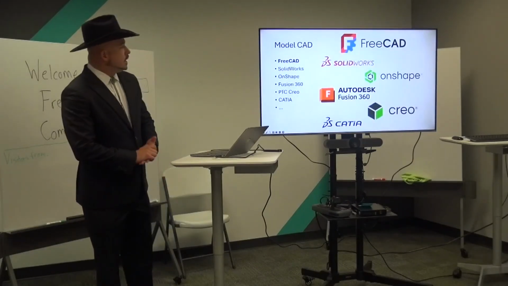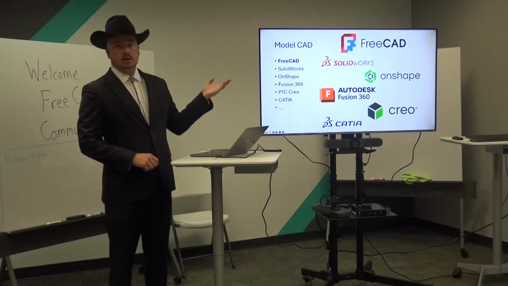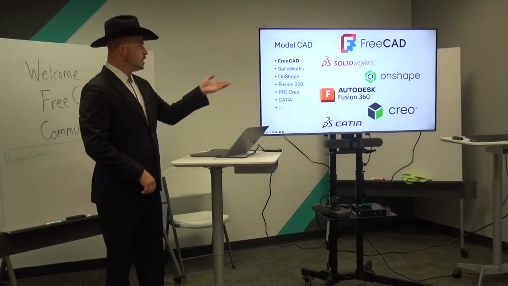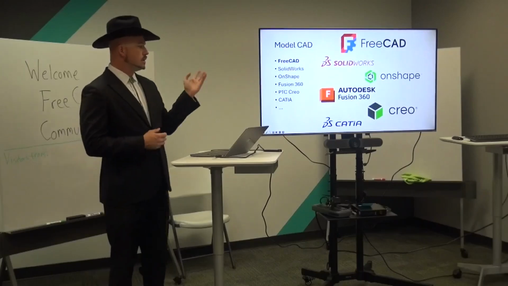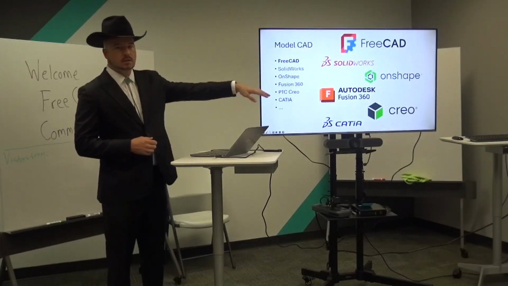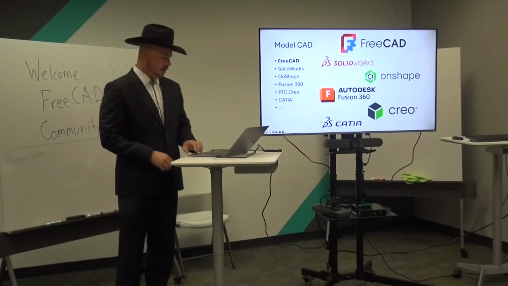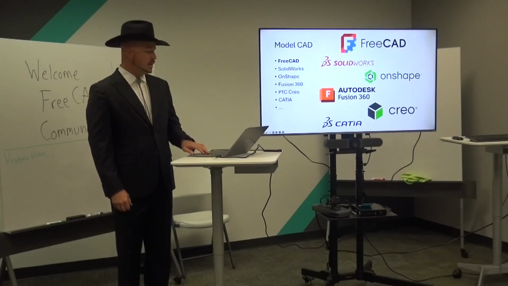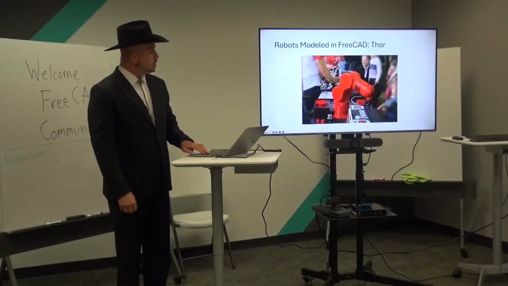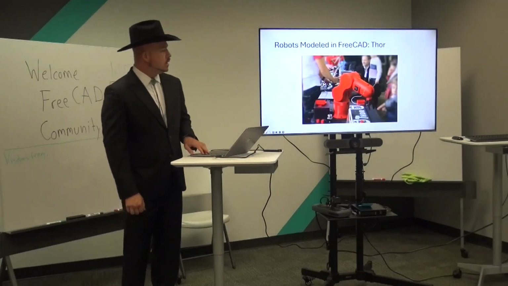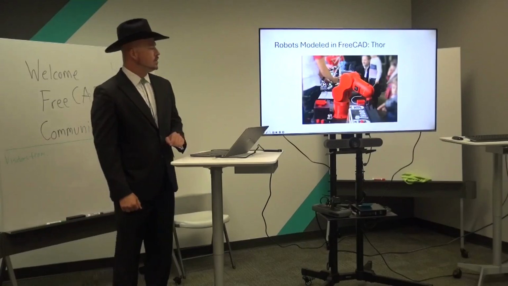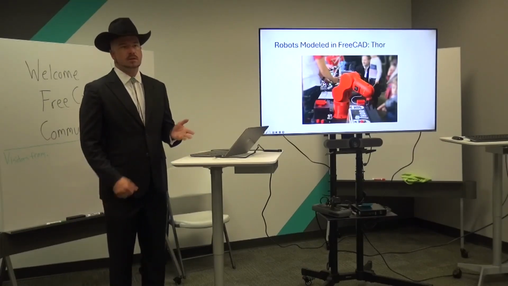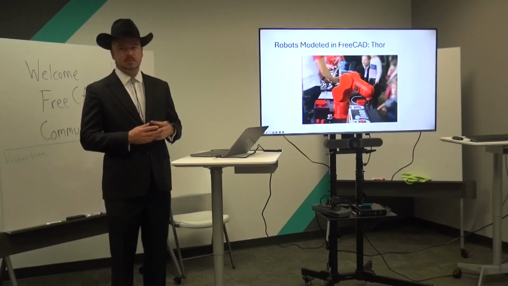So, modeling in CAD. Obviously, we're here to talk about FreeCAD, but a lot of the time it's done in SolidWorks, Onshape, Fusion 360, Creo, CATIA, and the list continues on. So let's talk about a few robots that have already been designed in FreeCAD. One of them is this robotic arm Thor. If you go to the showcase on the Discord, you'll find a lot of robotic arms. I'm sorry I didn't point out any of those.